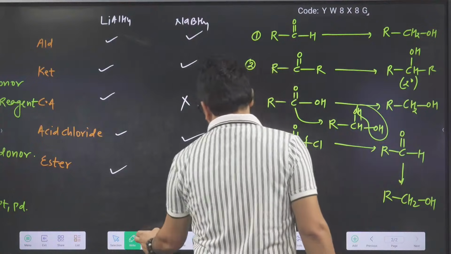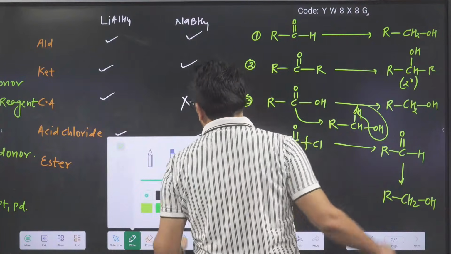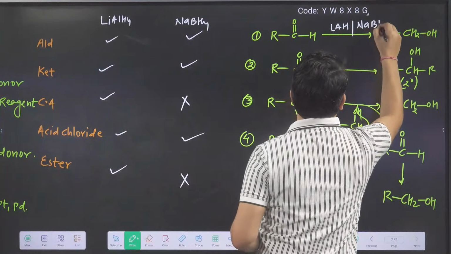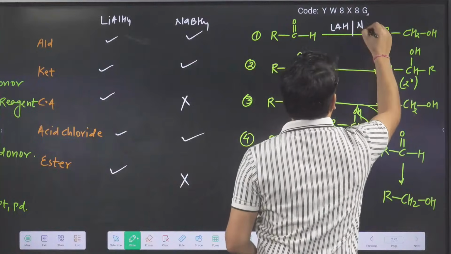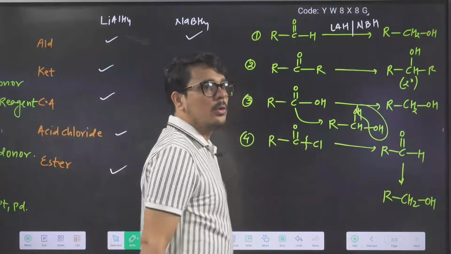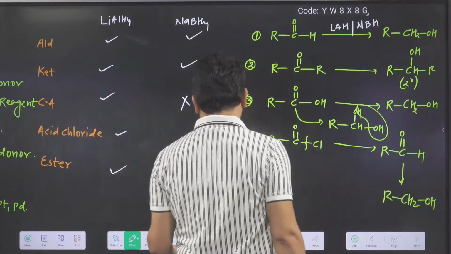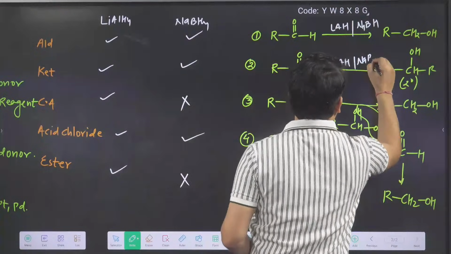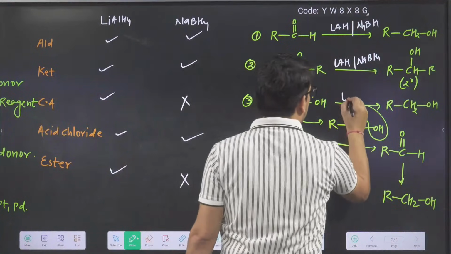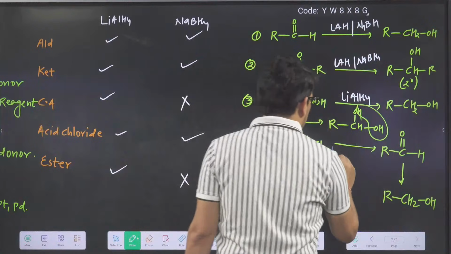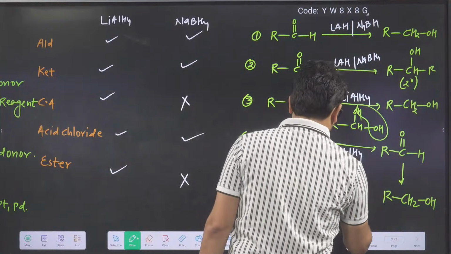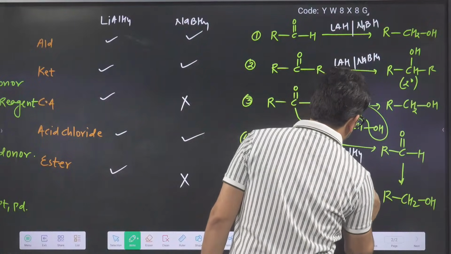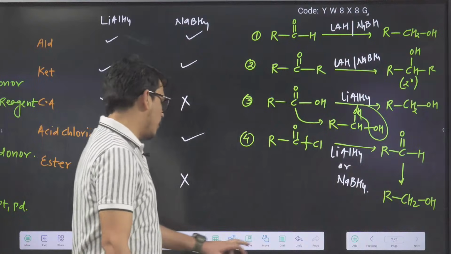Now, in the first case, which reducing agent can we use? We can use lithium aluminum hydride, or we can also use sodium borohydride, NaBH4. Next, here also lithium aluminum hydride and sodium borohydride. Clear to everyone? Next, only LiAlH4 can be used here. Last, again we can use LiAlH4, and which one also? NaBH4. Clear to everyone?